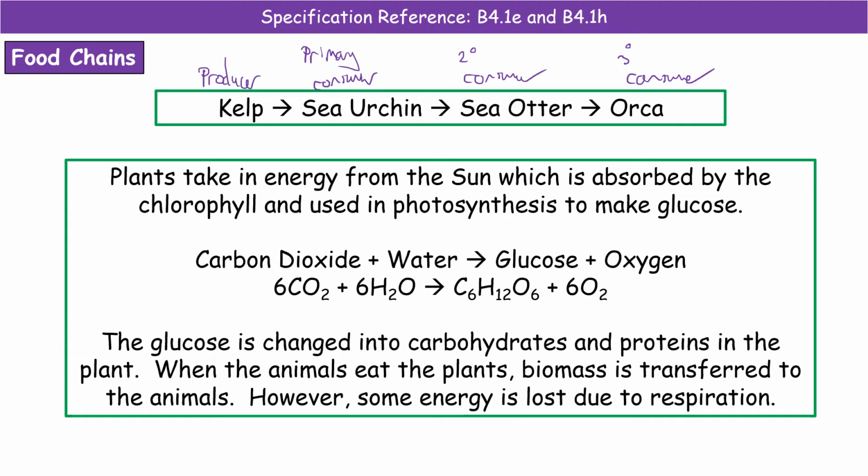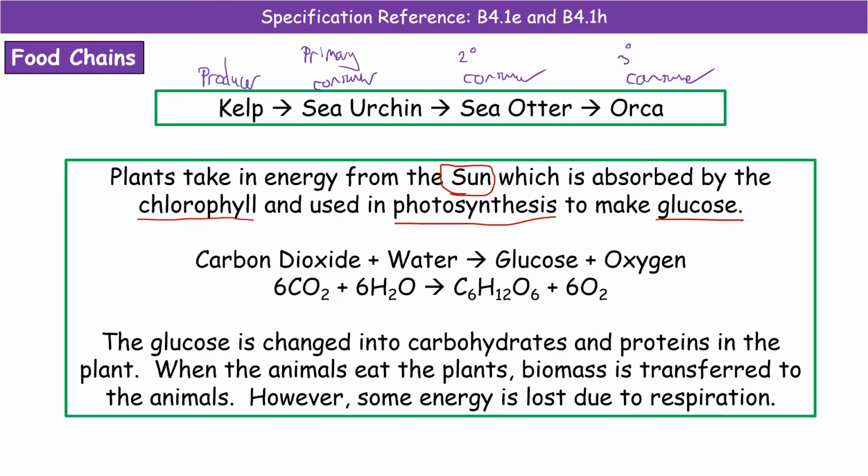The ultimate source of all energy in a food chain is going to be the sun. Because as we said, our producers are going to make their own food using something like photosynthesis. Therefore, at the very beginning of everything, our energy comes from the sun. Now in our plants, those are going to take in that energy from the sun by using our chlorophyll. And then in the process of photosynthesis, they make glucose.